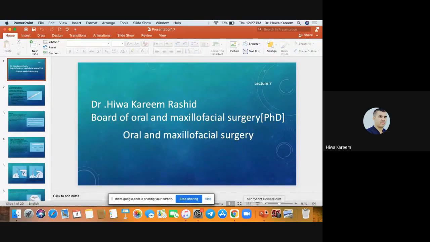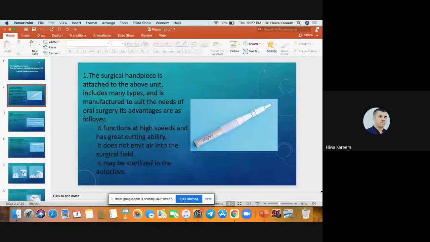Assalamu alaikum. In this lecture we speak about the surgical instruments used for surgical procedures. First, the surgical handpiece. This is the surgical handpiece. It is used when the tooth is fractured, for dissection of the tooth. This instrument does not let air go inside the soft tissue, which would cause emphysema. We can connect this surgical handpiece with the dental chair.